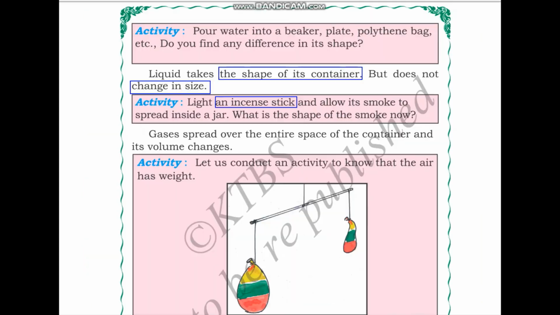Okay? Shape of the smoke now. The smoke does not have any particular shape. This is because gases spread over the entire space of the container and its volume changes. So the volume that is occupied by the gas is the entire space of the container. So gases do not have any particular shape or size.